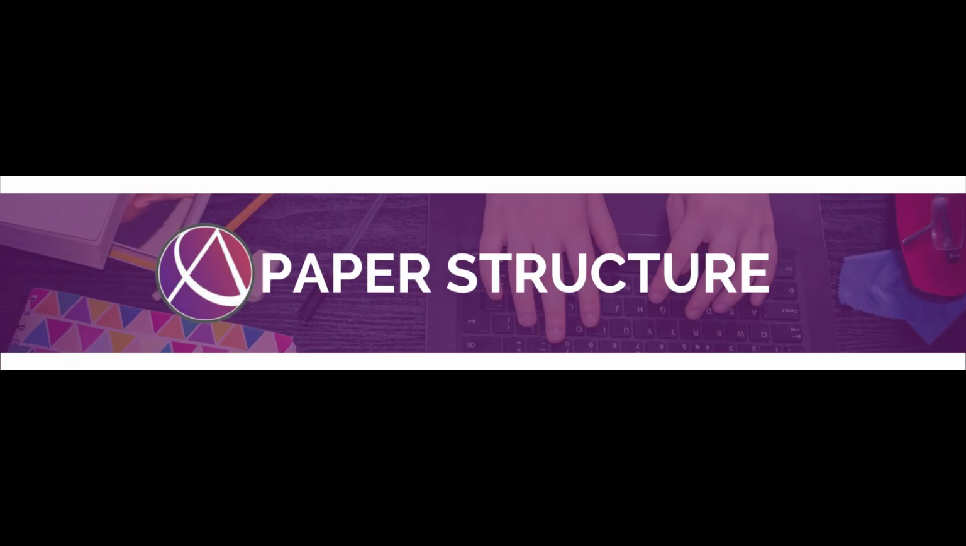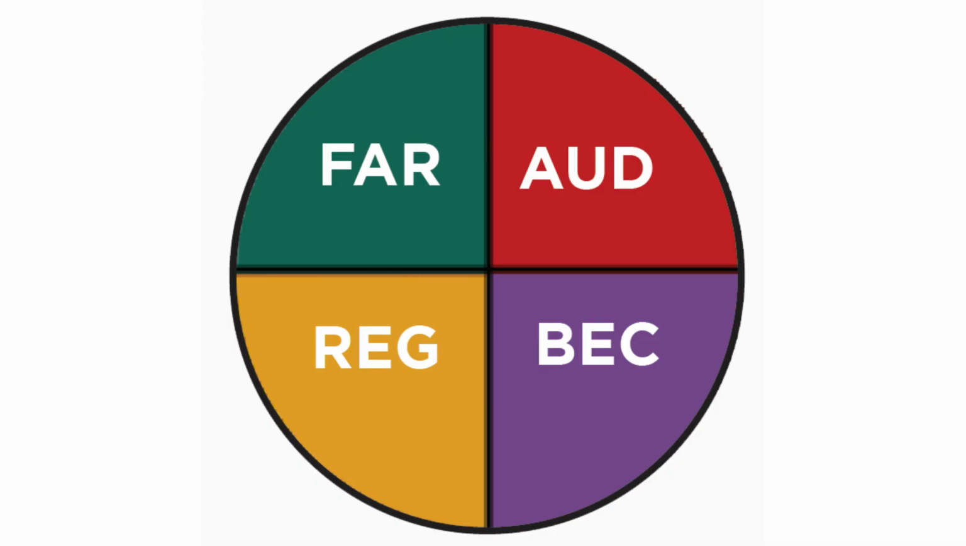So first, the paper structure, right? A CPA has 4 exams. First is FAR, which is Financial Accounting and Reporting. Second is Audit. Third is BEC, which is Business Environment Concepts. And the fourth one is Regulations.